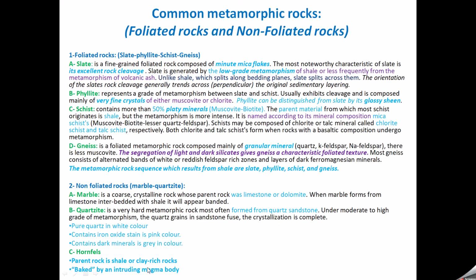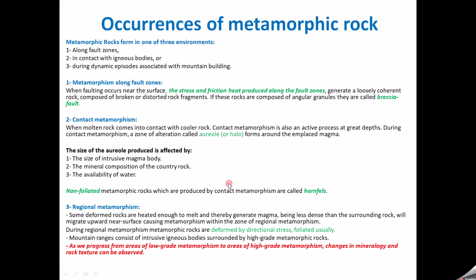Parent rock is shale or clay-rich rocks. What about it? Baked by intruding magma bodies. So if the magma bodies intruded, the shale rock will produce the contact metamorphism, or the contact zone between the magma and the parent rock, the shale parent rock. It will form hornfels, which is completely baked.